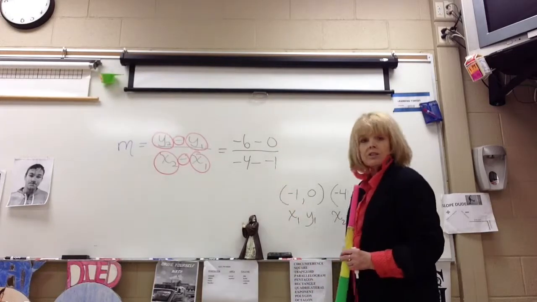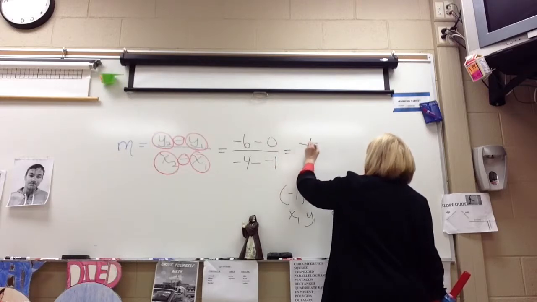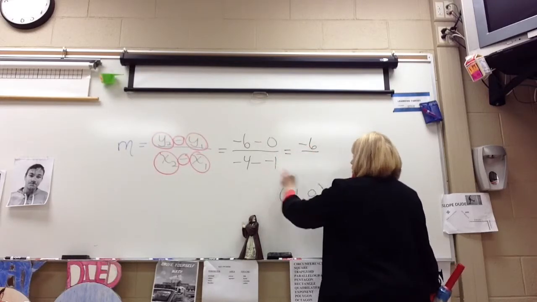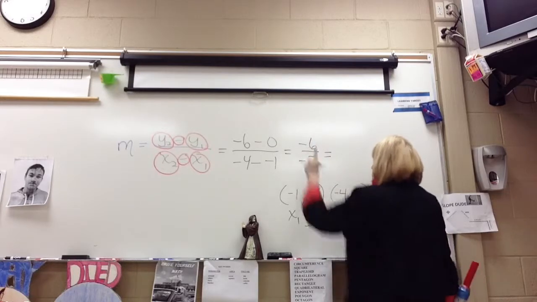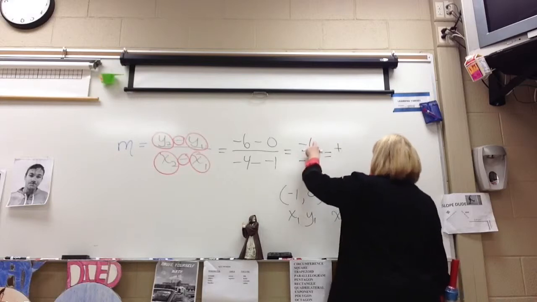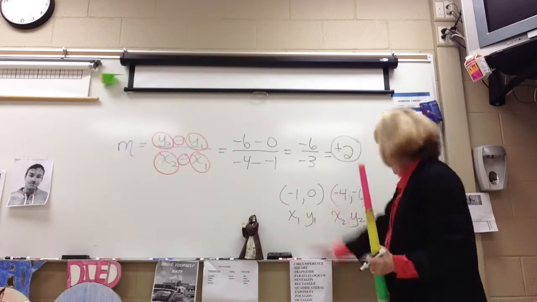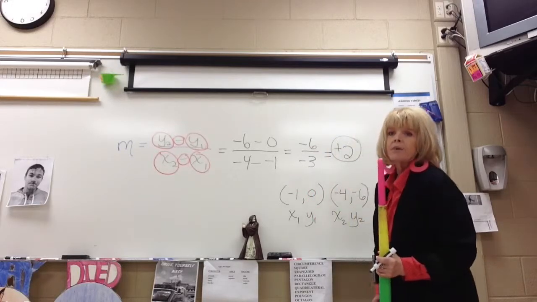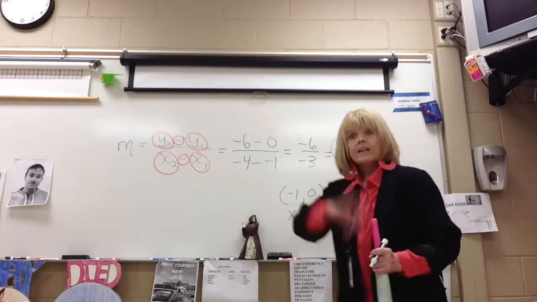Okay, then you just type in the top, write down what you get. You take nothing away from -6, you get -6. And if you punch that in, you get negative 3. And then a negative divided by a negative equals a positive. And 3 goes into 6, 2. So the slope of that line passing through those 2 points is positive 2. And that's how you do the slope of a line. Completed.